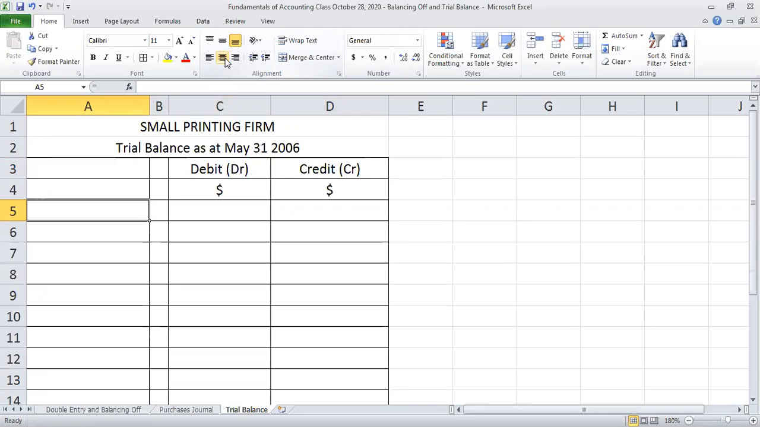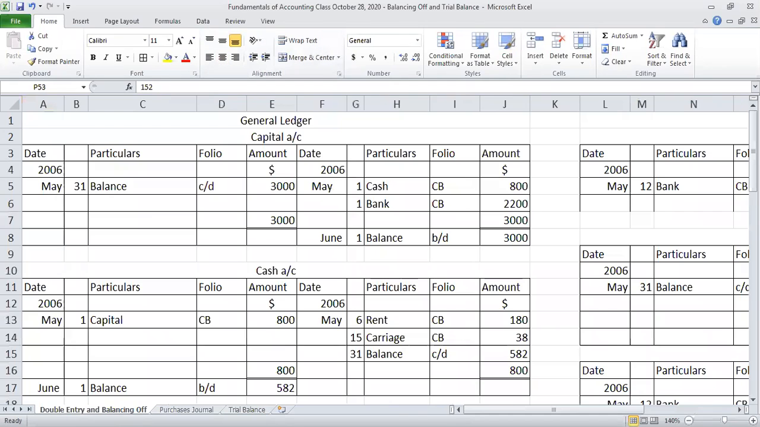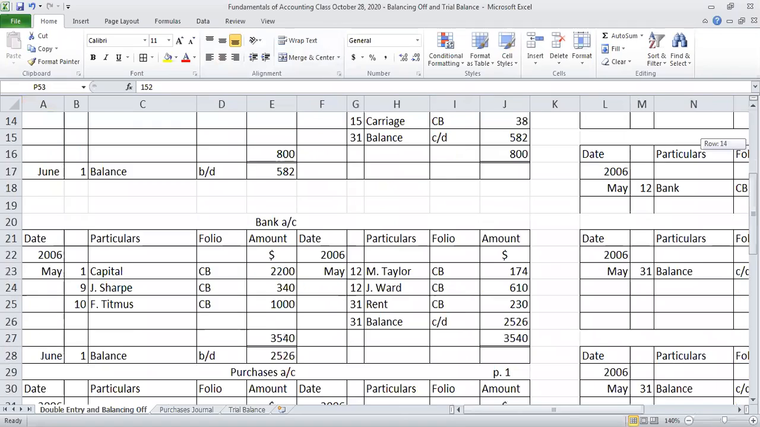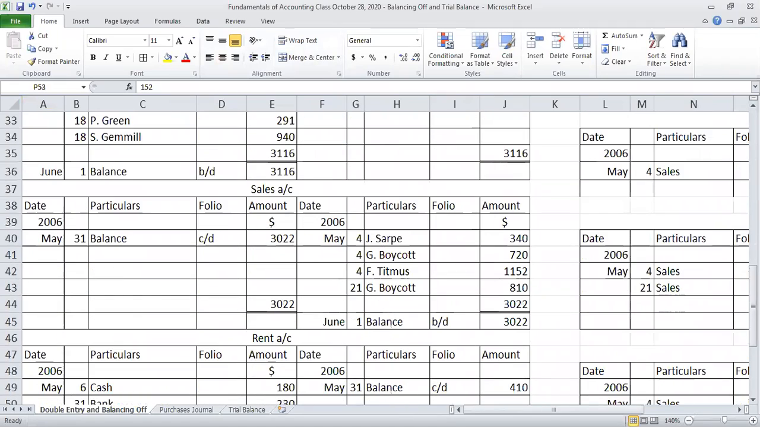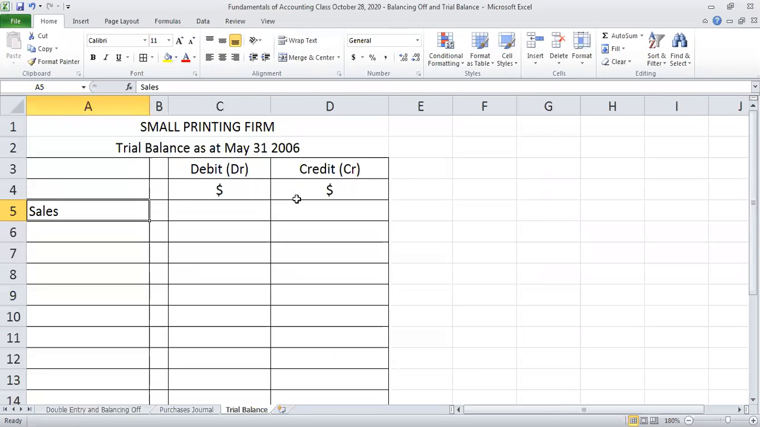So we're going to start with sales. You're going to go back to your double entry and balancing out to check what kind of balance sales has and where you should go. Sales account has a credit balance of what? 3,022. So therefore, you put the 3,022 under the credit side in the trial balance.